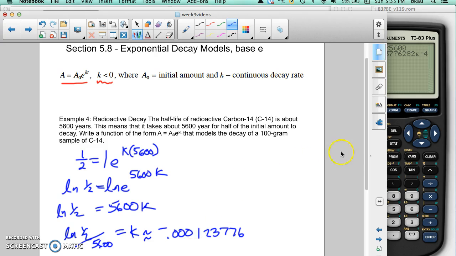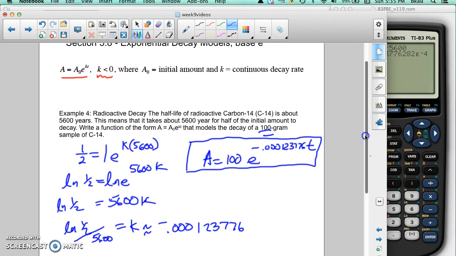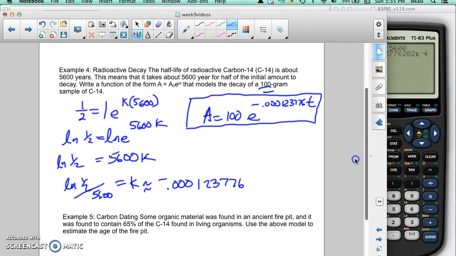Alright, so then our equation here would be A equals 100, because that's our starting value, e to the negative 0.000123776 t. This is our equation that models the amount of carbon-14 in a radioactive substance, or basically in an item that's been fossilized. Basically we can identify the carbon-14 in a fossilized object and determine how old it is.